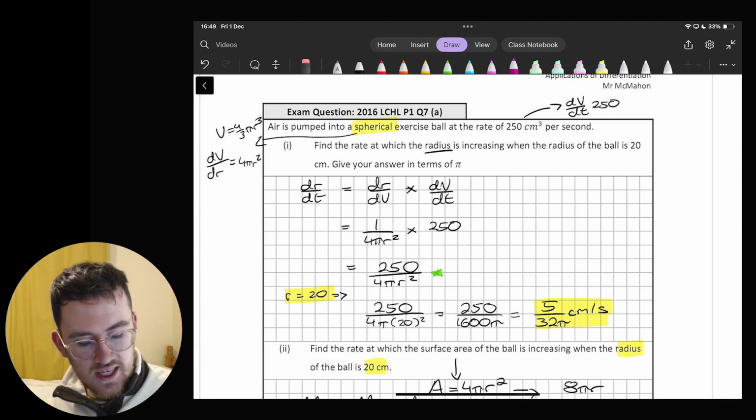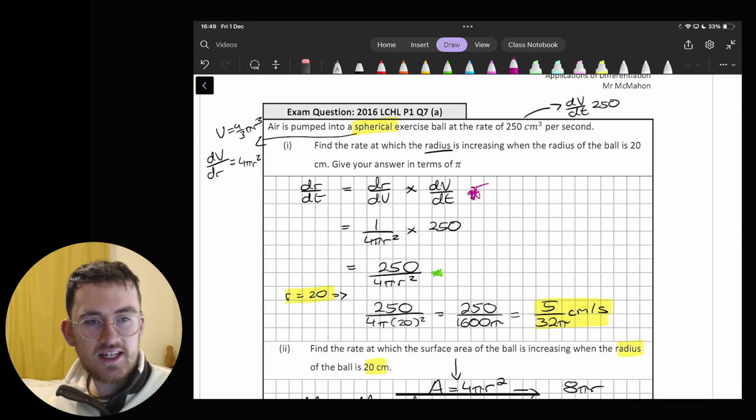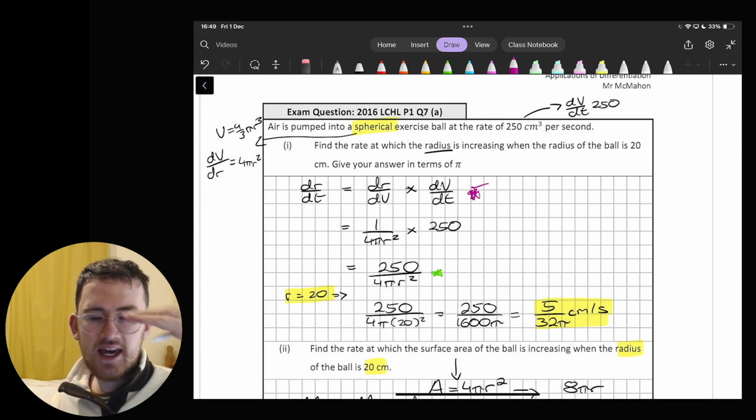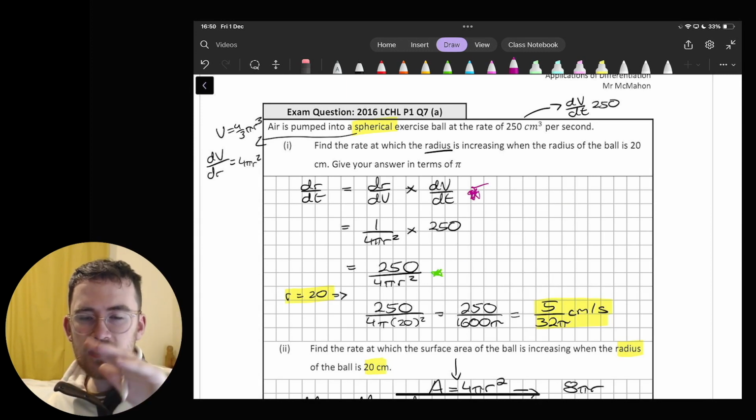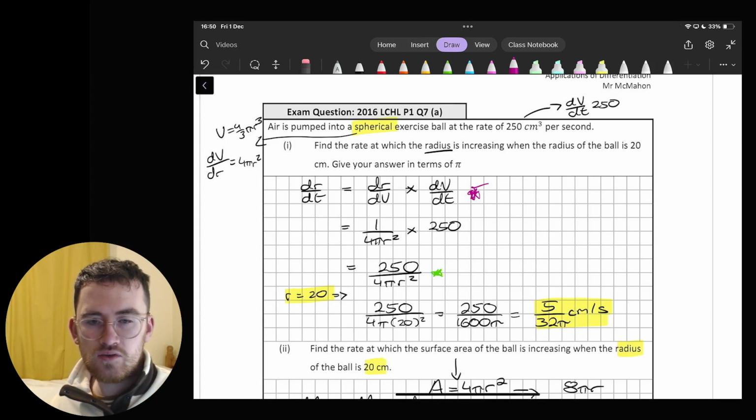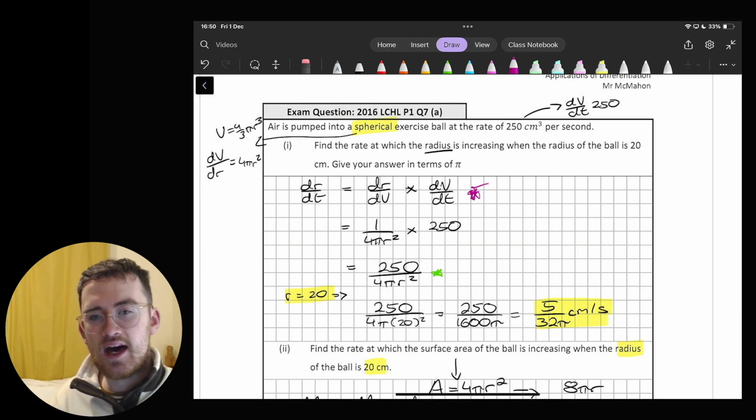But I suppose the key aspect is really this idea here at the start, being able to lay out what you're looking for, fill in the blanks to see what the other rates are that you're going to be using, and being able to identify the rate that you have in the question as well.